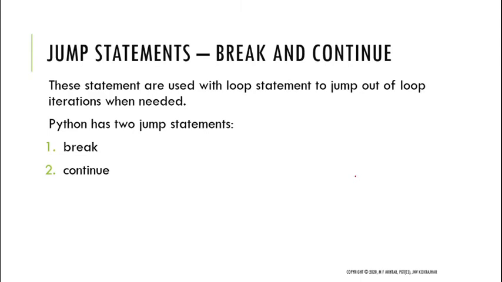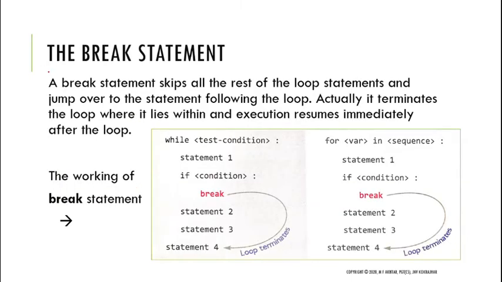Jump statements, break and continue. These statements are used with loop statements to jump out of a loop iteration when needed. These jump statements are sometimes needed in a loop statement to come out of the loop, or come out of the iteration of the loop. Python has two jump statements, break and continue. The break statement skips all the rest of the loop statements and jumps over to the statement following the loop.